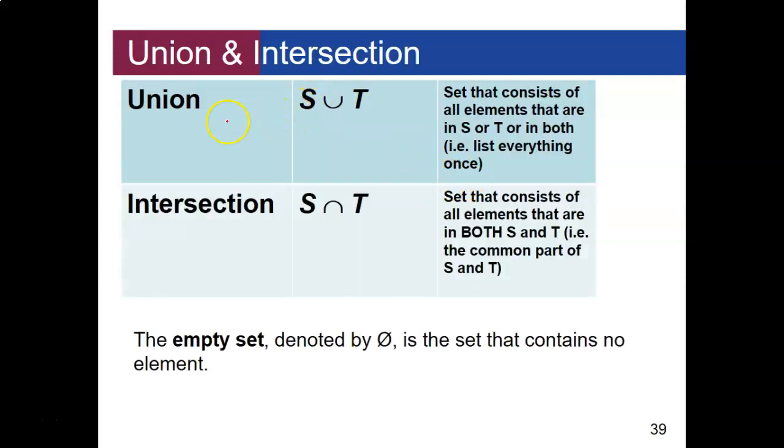Okay, so we'll talk also in this section about unions and intersection. Union is kind of the U-like symbol. Basically, it consists of all elements that are in S or T. We don't list anything twice. We just list everything once. The intersection is the overlap part. So in order for it to be in the intersection, it has to be in S and also in T. So it's the common part of S and T. And then occasionally we have the empty set, which is like the circle with the slash through it, that tells us that it contains no element.